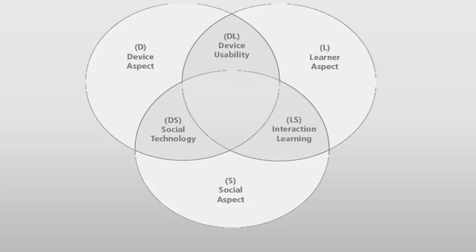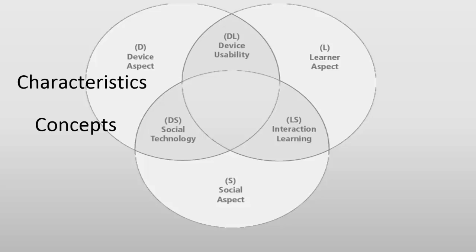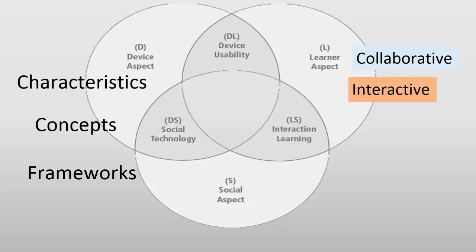Before we try to define mobile learning, let's look at a few characteristics, concepts, and framework of it. Personally, I think these do a better job of breaking down mobile learning. Collaborative. Whether you are referring to the device and the student, or with the student and the information, there is a collaboration that takes place. It definitely has to be interactive.